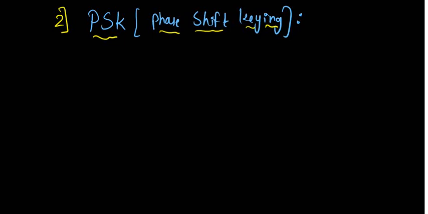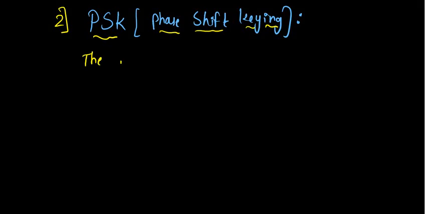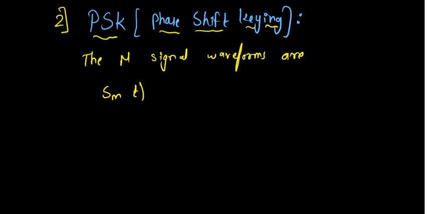Hello all. So now let's discuss our second modulation scheme, that is PSK, or phase shift keying. In the most general form, the M signal waveforms, again as we started with for ASK, are represented as follows, that is s_m of t. As we already know from the name, our information will be passing in the form of phase changes, not in the form of amplitudes.